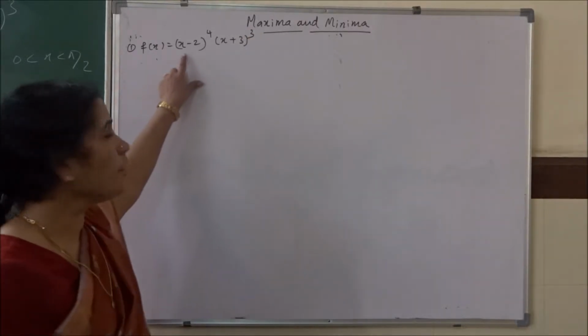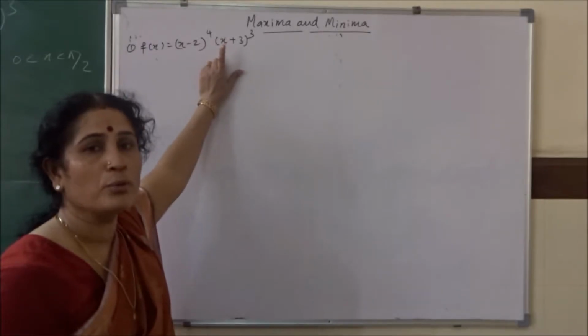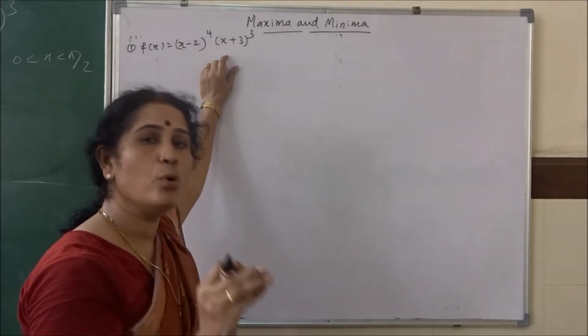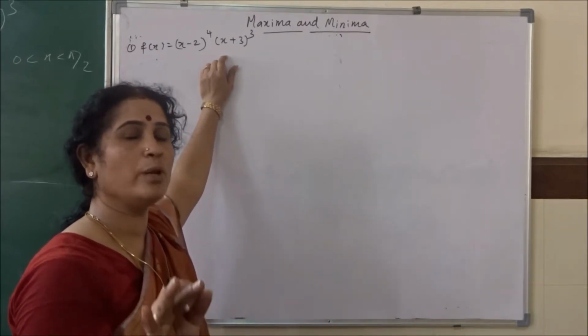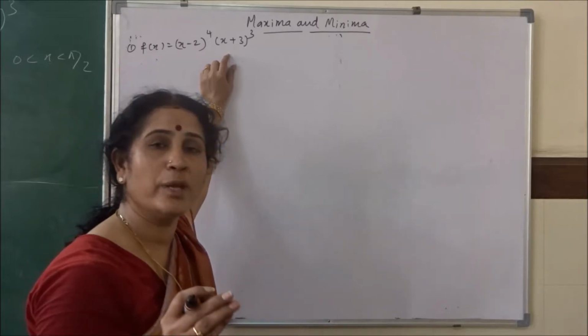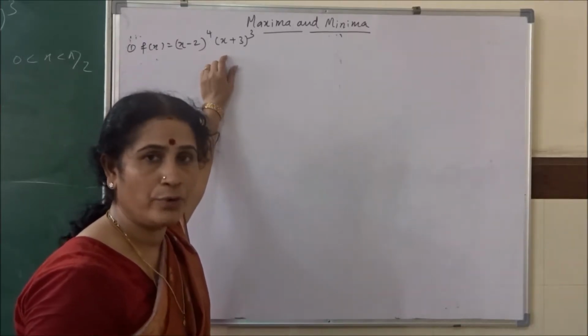So what is the question? f of x equals (x minus 2) to the power 4 into (x plus 3) whole cube. Find the local maximum and local minimum. Local maximum and local minimum means what I told you: the first derivative test. If it fails, that means it is a point of inflection.